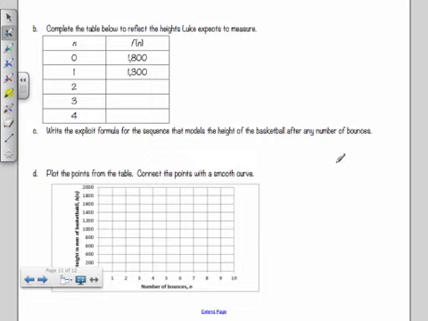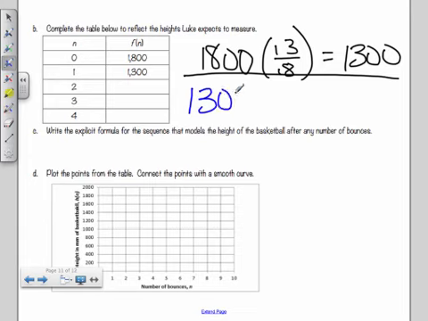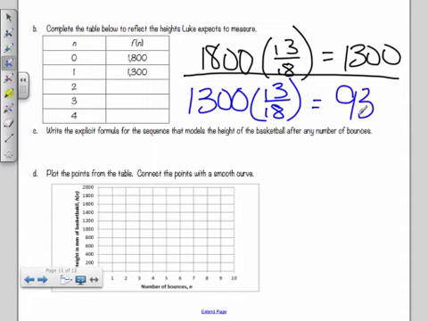All right, so question B: complete the table below to reflect the heights Luke expects to measure. I would take my first value, which is 1800, and multiply it by my ratio. If you multiply 1800 by 13 over 18, you'll end up getting 1300, which is what the height would be after one bounce. Then to figure out the next one, I would take 1300 and multiply that by 13 over 18, and you'll end up getting 939 right here.